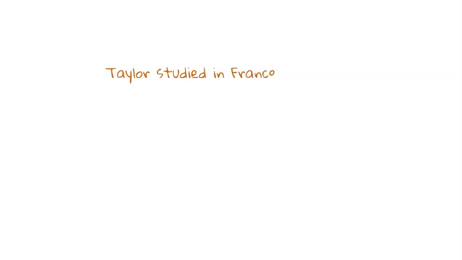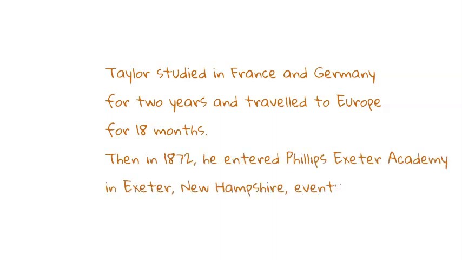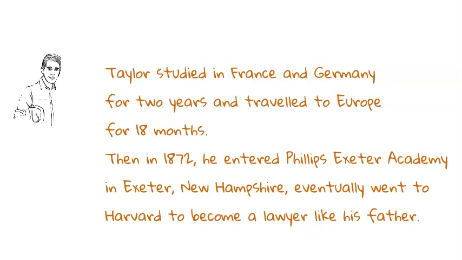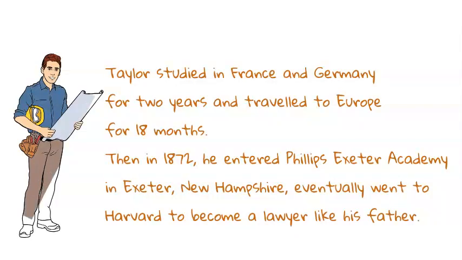Taylor studied in France and Germany for 2 years and traveled to Europe for 18 months. Then in 1872, he entered Phillips Exeter Academy in Exeter, New Hampshire, and eventually went to Harvard to become a lawyer like his father. Taylor passed the Harvard entrance examinations with honors. However, due to rapidly deteriorating eyesight, Taylor chose quite a different path. With sight restored in 1875, he was apprenticed to learn the trades of pattern maker and machinist at the Enterprise Hydraulic Works in Philadelphia.